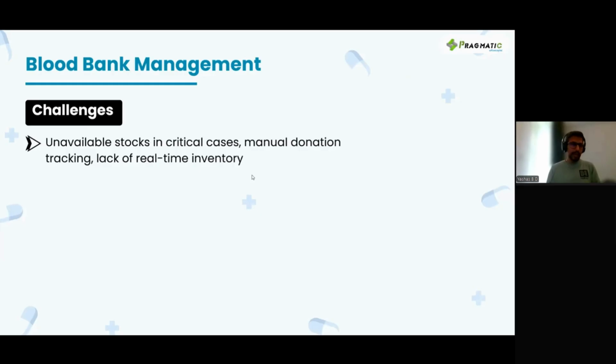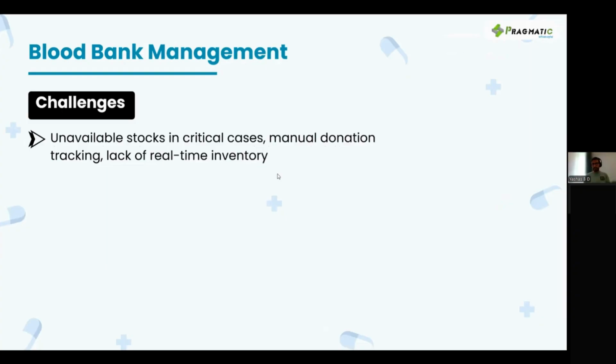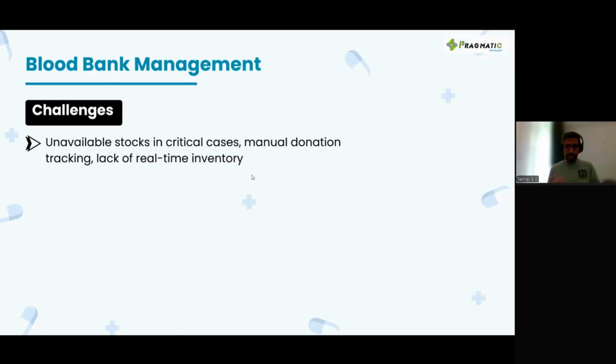The challenges right now, at an emergency time, are that the stocks will be maintained either in Excel or they'll have physical records. It's going to be a very tedious task to track the inventory: who the donors are, and how well it is maintained, and what my actual inventory looks like.